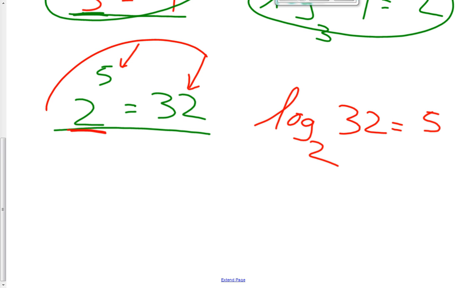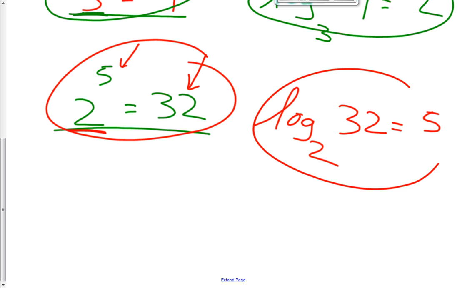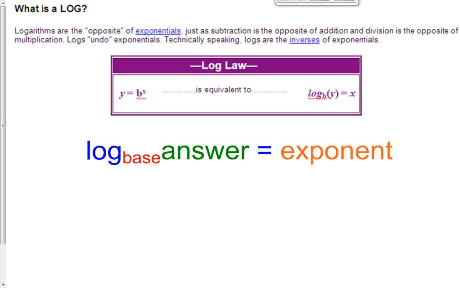Okay, here's exponential form, here's logarithmic form. They say the exact same thing. There's no difference between these two statements. There is no difference at all. Okay, it helps us solve. On this next slide, as you're going to learn, logarithms are the opposite of exponentials.